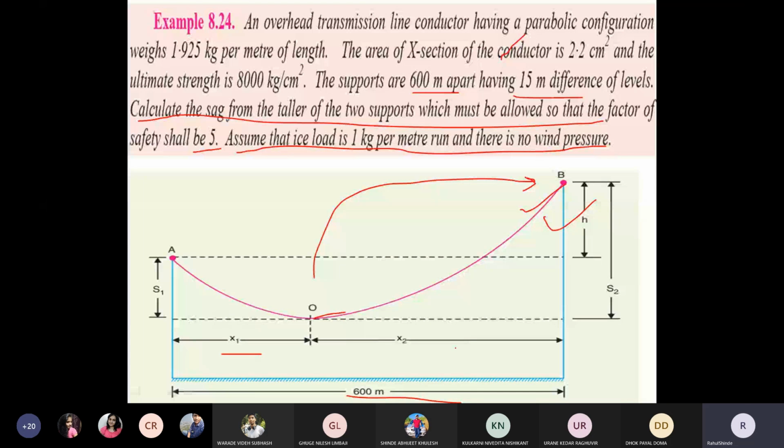In the derivation itself we got the formula for x2. So once you put all the values in the x2 formula, you will get the value of x2. Once you get the x2 value, you can put it in the formula omega L square divided by 2T, and that will be your sag. Though this numerical looks big or lengthy, it is actually very simple. Anyone got the answer?